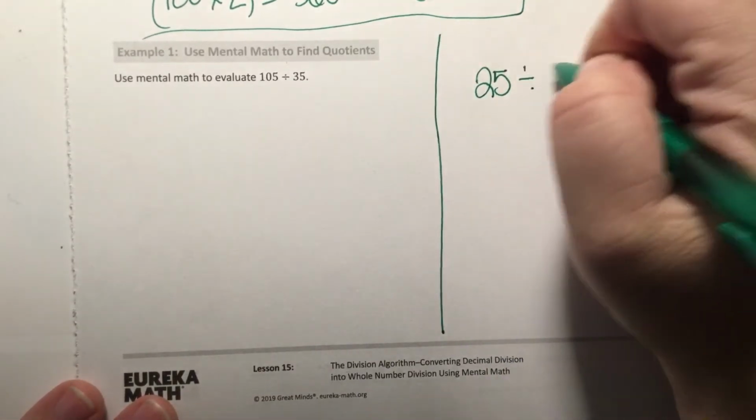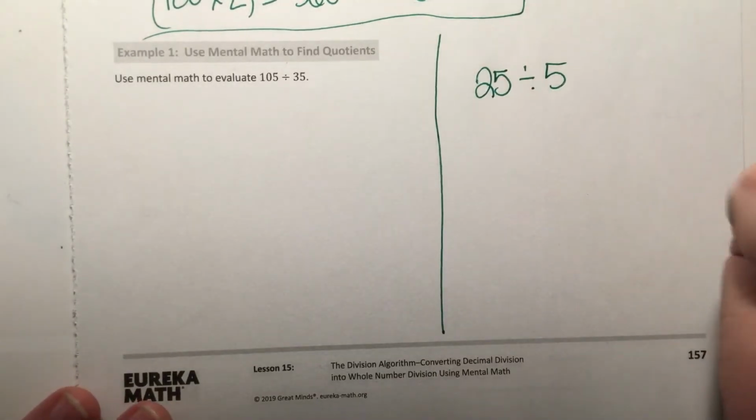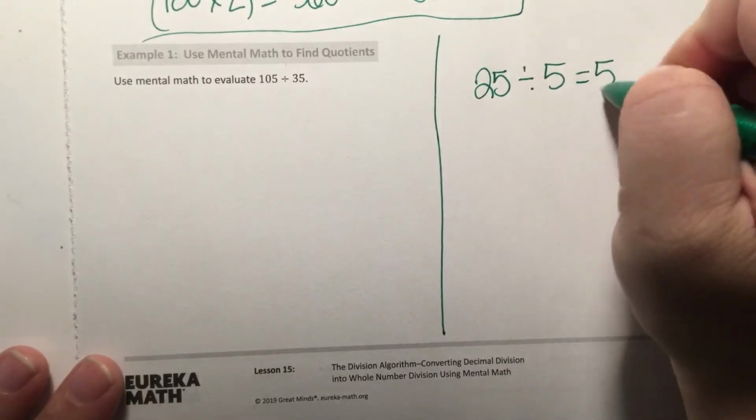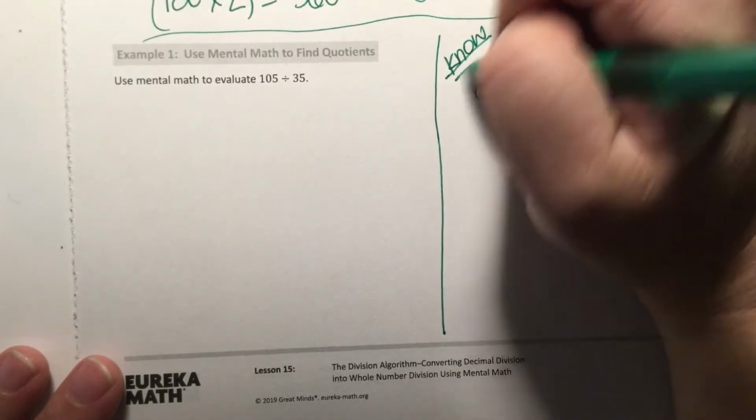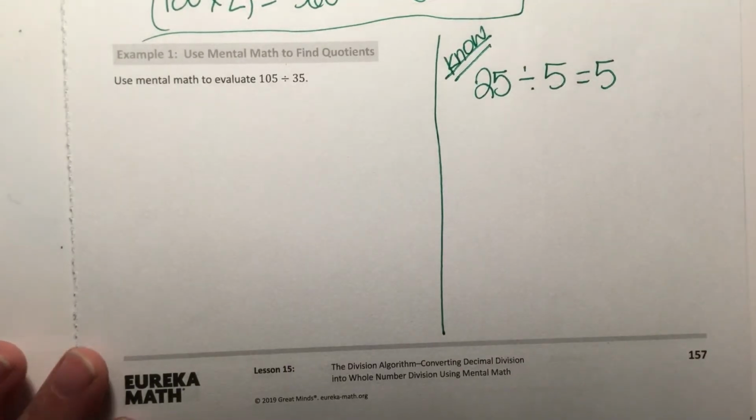25 divided by 5, okay? 5 times what is 25? 5. We know this, right? This is one we know. We're going to double check on something we know.